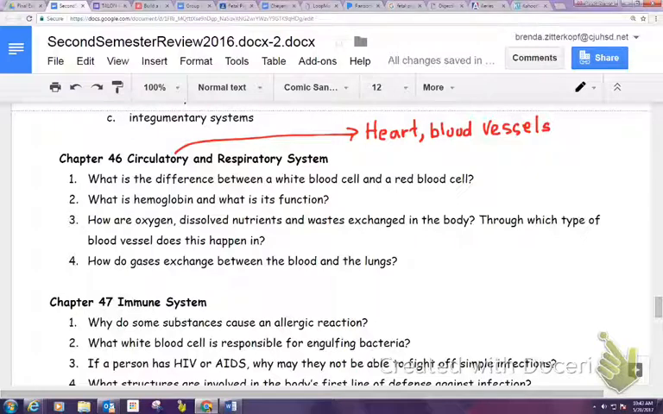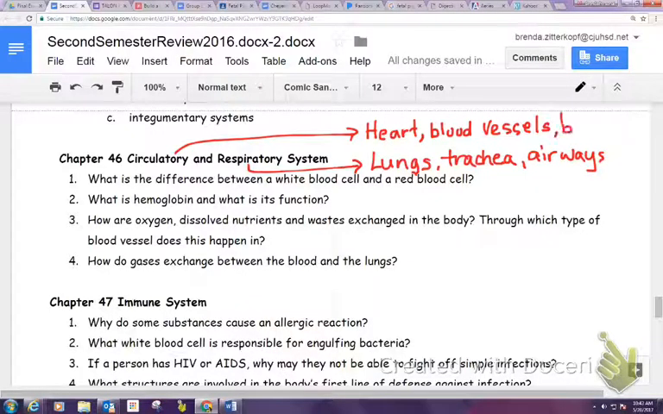Okay, so respiratory system is going to be our lungs, okay, and like the trachea and the other air pathways. Oh, let's not forget the blood. We'll include the blood in with the circulatory system. So on our one pager, we put these two systems together because they work so closely with each other.